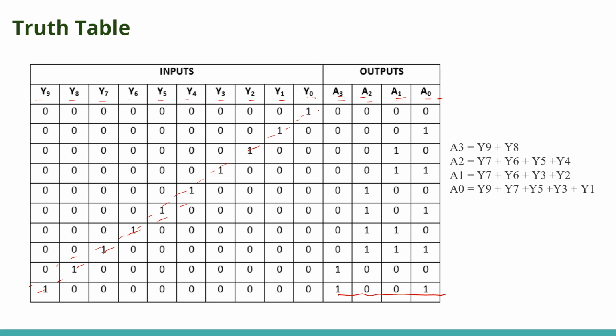So those equations now, see, A3 is active high for Y8 or Y9. Similarly, A2 is active high for 4, 5, 6, 7. A1 is active high for 2, 3, 6, 7. A0 is active high for 1, 3, 5, 7, 9. Okay, so now those expressions are shown here. From these expressions, now we will go for the respective circuits.